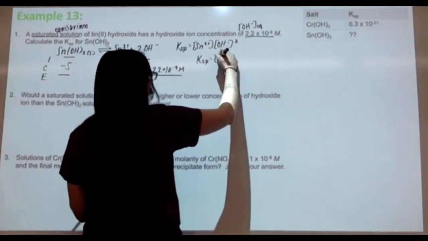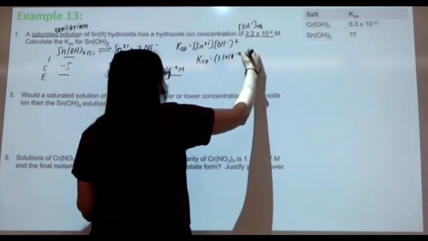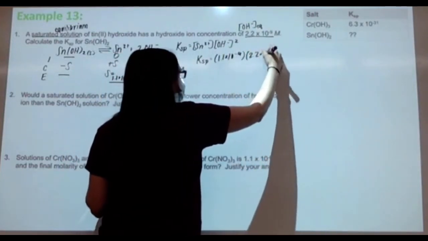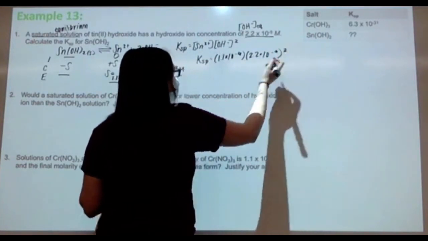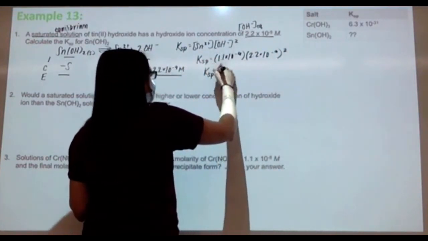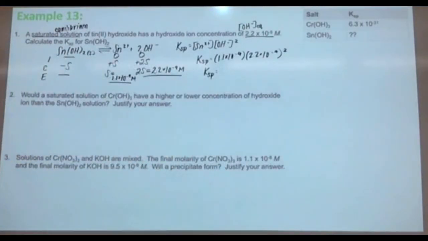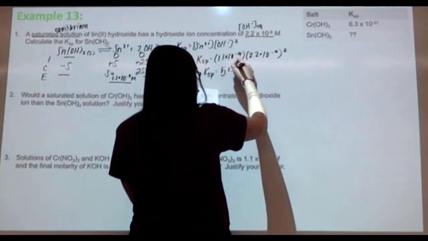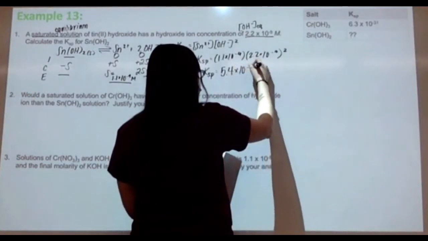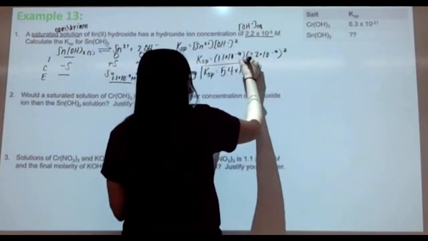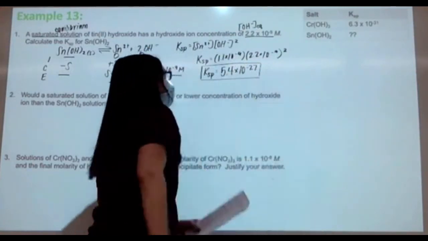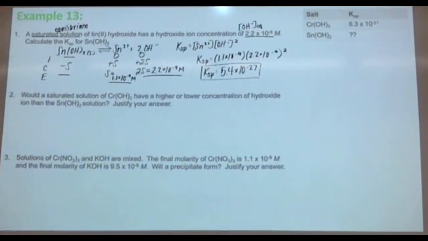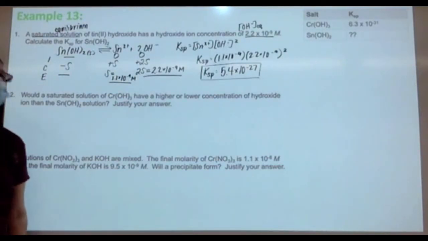If you plug this in, don't forget to square. We can find our KSP value. I suppose using two significant figures because they gave us 2. 5.4 times 10 to the negative 27. So a very, very small KSP. It means that this doesn't dissolve very much.